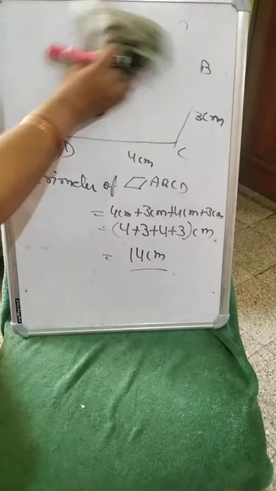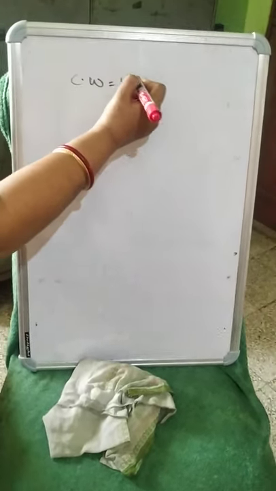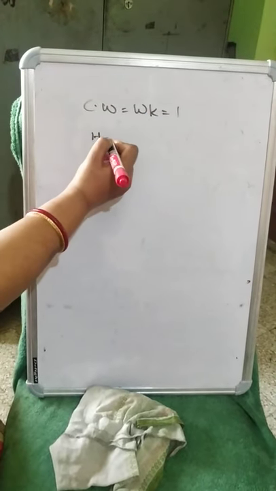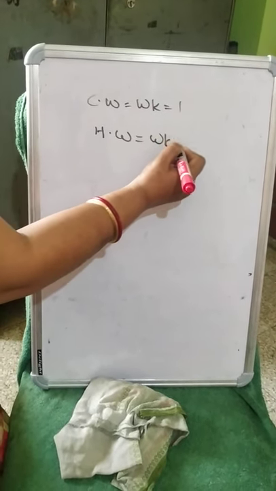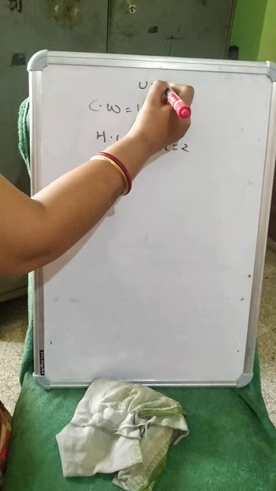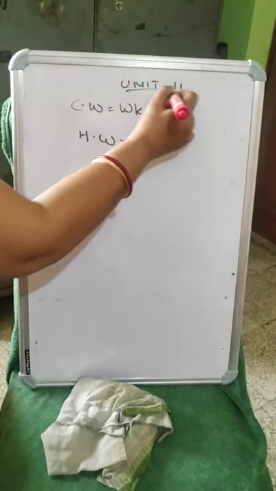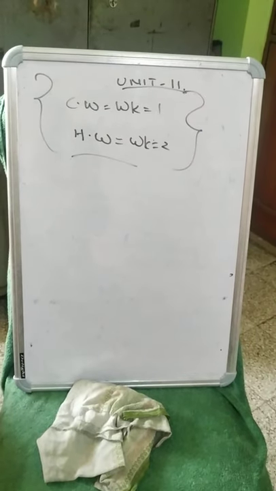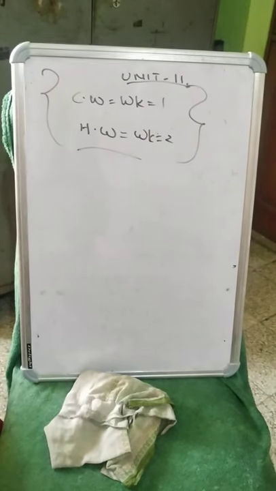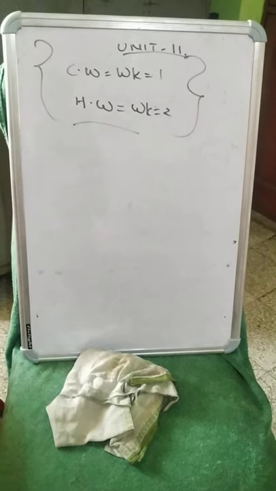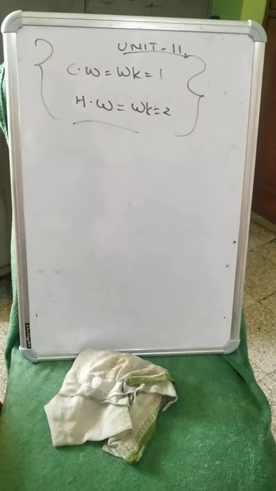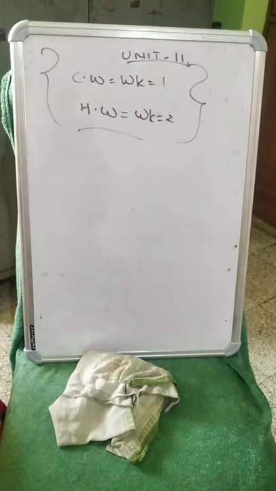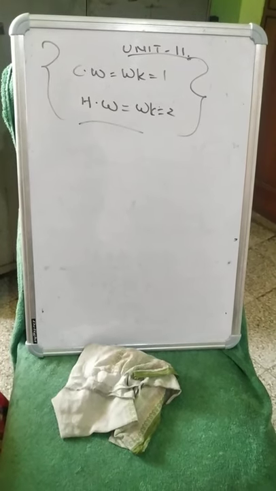So what is your assignment? Today's assignment is C work, worksheet number 1, and H work, worksheet number 2, unit number 11. Okay, so this is today's assignment. So children, hope you have understood. In the next class I will teach you the perimeter of figures, rectangles, squares and all other figures. If you have any problem, then we will discuss it in our live classes.